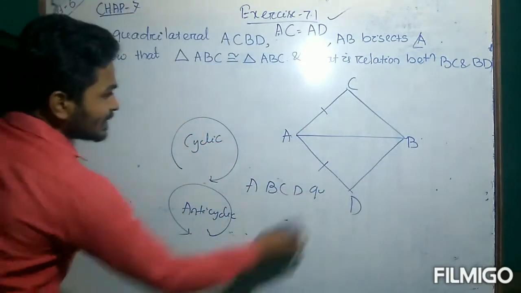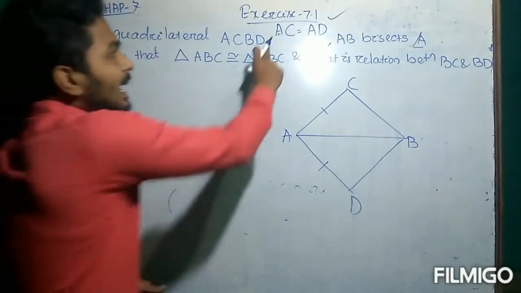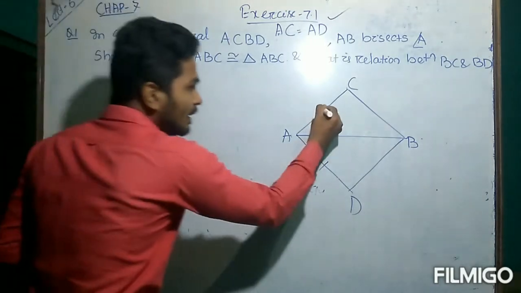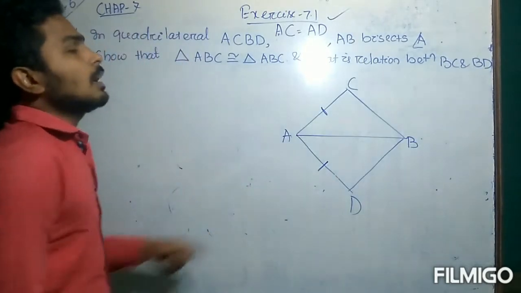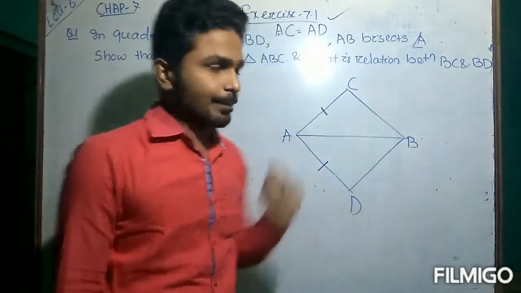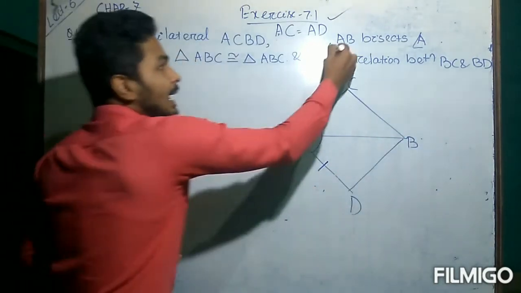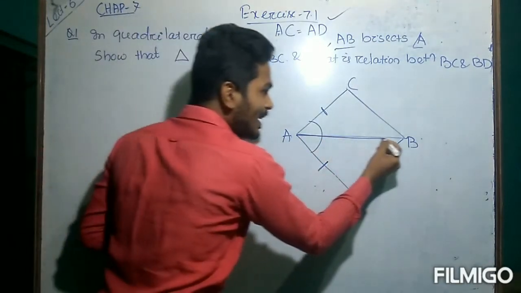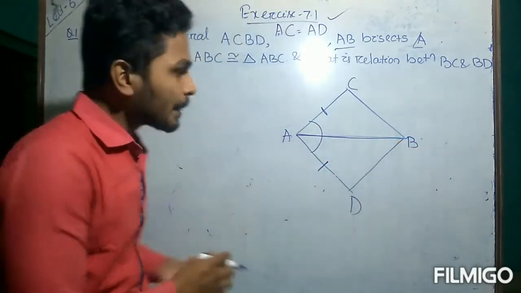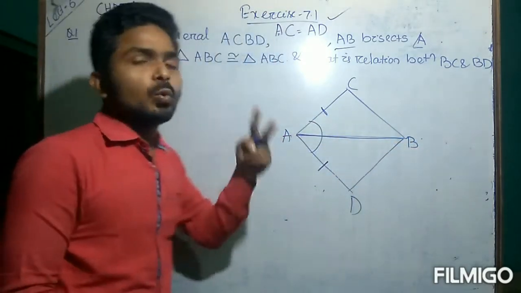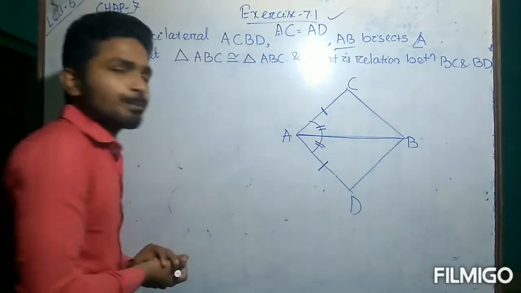So the question is, here is a figure ACBD, and in this figure AC is equal to AD. It is given that AC is equal to AD. This side is equal to this side. Understood? And AB bisects angle A. So this is the angle A, and this angle is bisected by AB. That means this is the angle bisector. So what is an angle bisector? An angle bisector is a line which bisects an angle into two equal halves. It means this angle is equal to this angle.